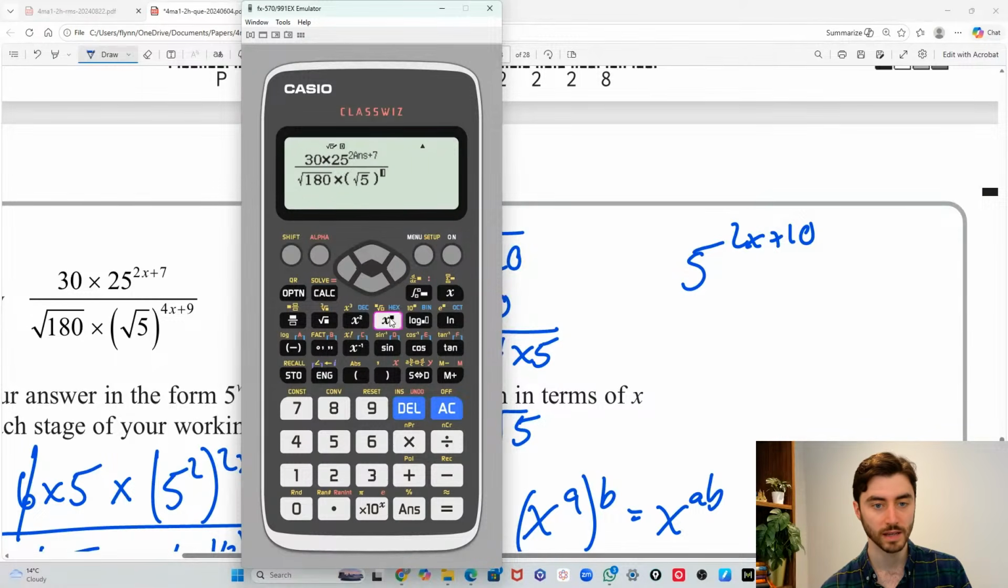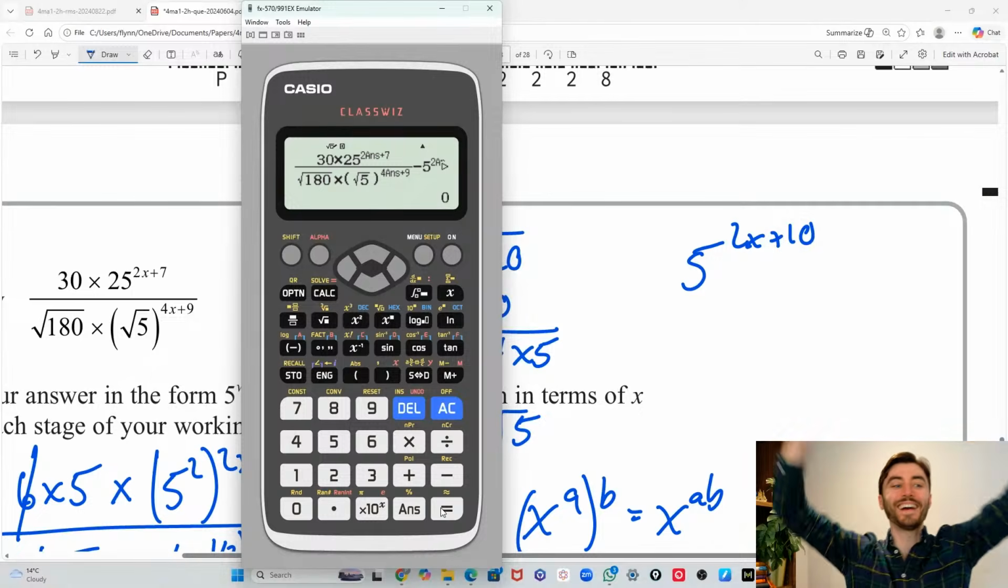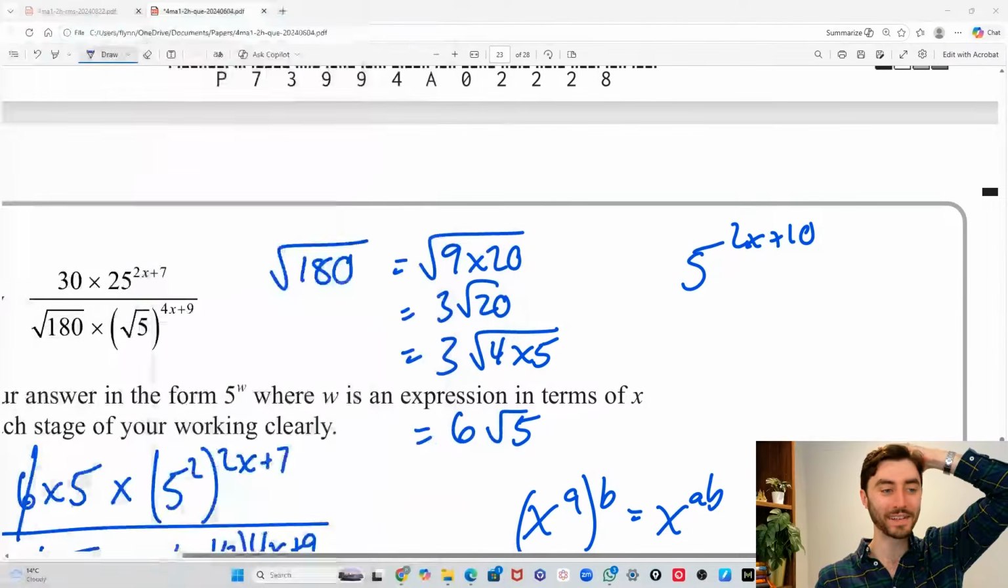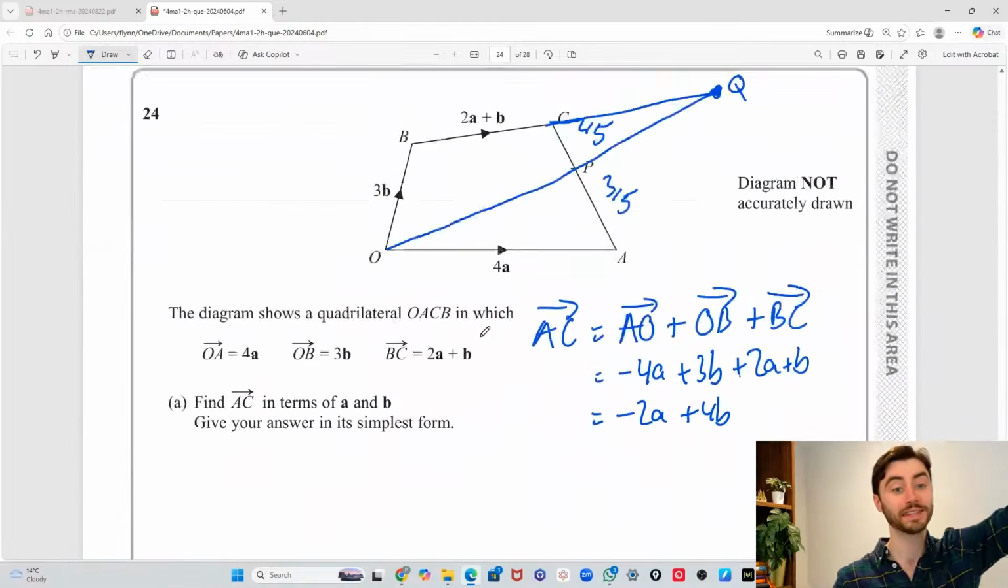So 4 answer plus 9. We're going to subtract off from this 5 to the 2 answer plus 10. Clean 0! Finally got there! Yes! Oh man, I'm so bad at calculators, guys. All right. But that means that is correct.